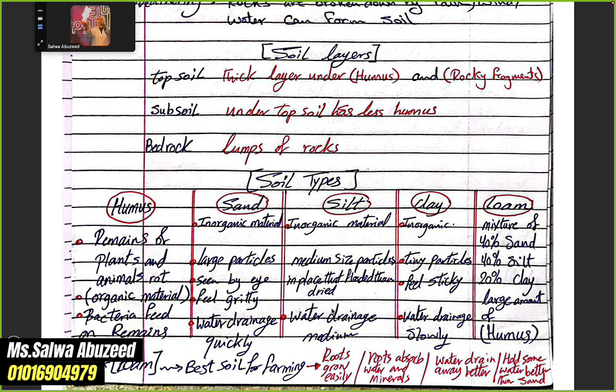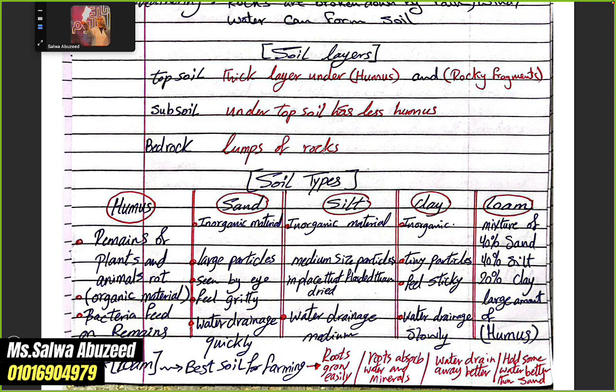It has humus in it. And then you have the layer in the middle, we call it subsoil. So the upper layer is called topsoil, the one in the middle is called subsoil, and the one at the bottom with the lumps of rock, which makes the ground firm, so you can stand and you don't sink, is called bedrock.